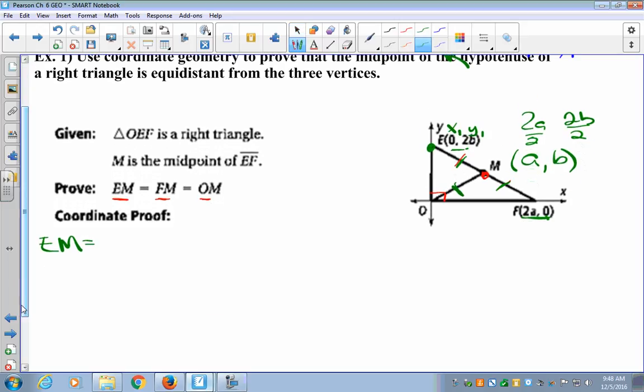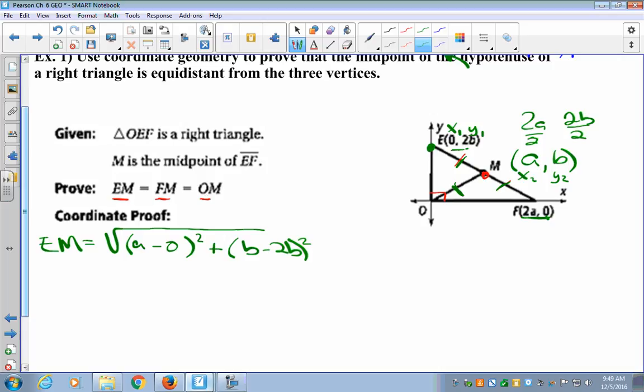So we're going to have the distance formula between E and M. We're going to throw up our square root. We're going to do x2 minus x1. That's a minus 0. Then we're going to square it. Then we're going to go y2 minus y1. That's b minus 2b. And we're going to square it.